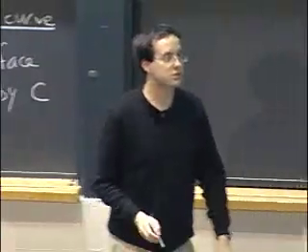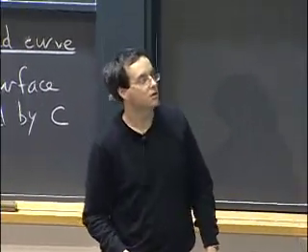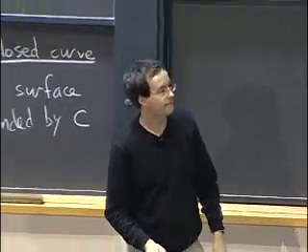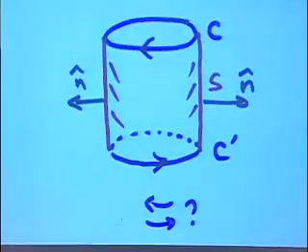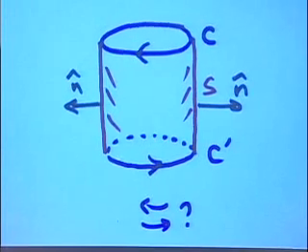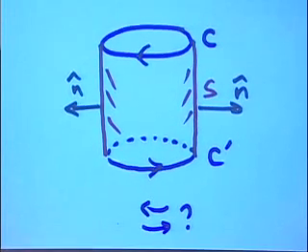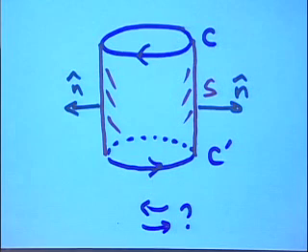Okay, what about C? Well, for C, I claim we should be doing clockwise. Think about just walking again on the surface of a cylinder. Along C, if you walk clockwise, you will see that the surface is to your left. Or use the right-hand rule. Okay?